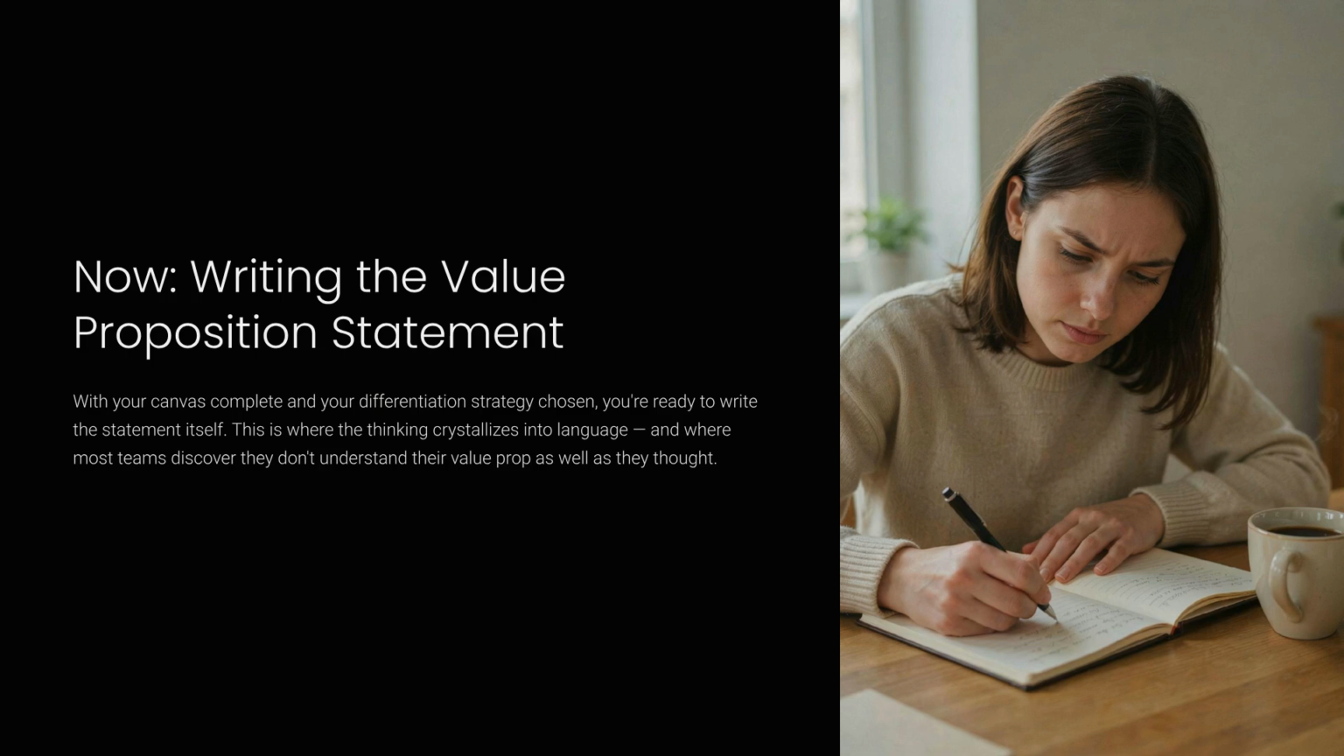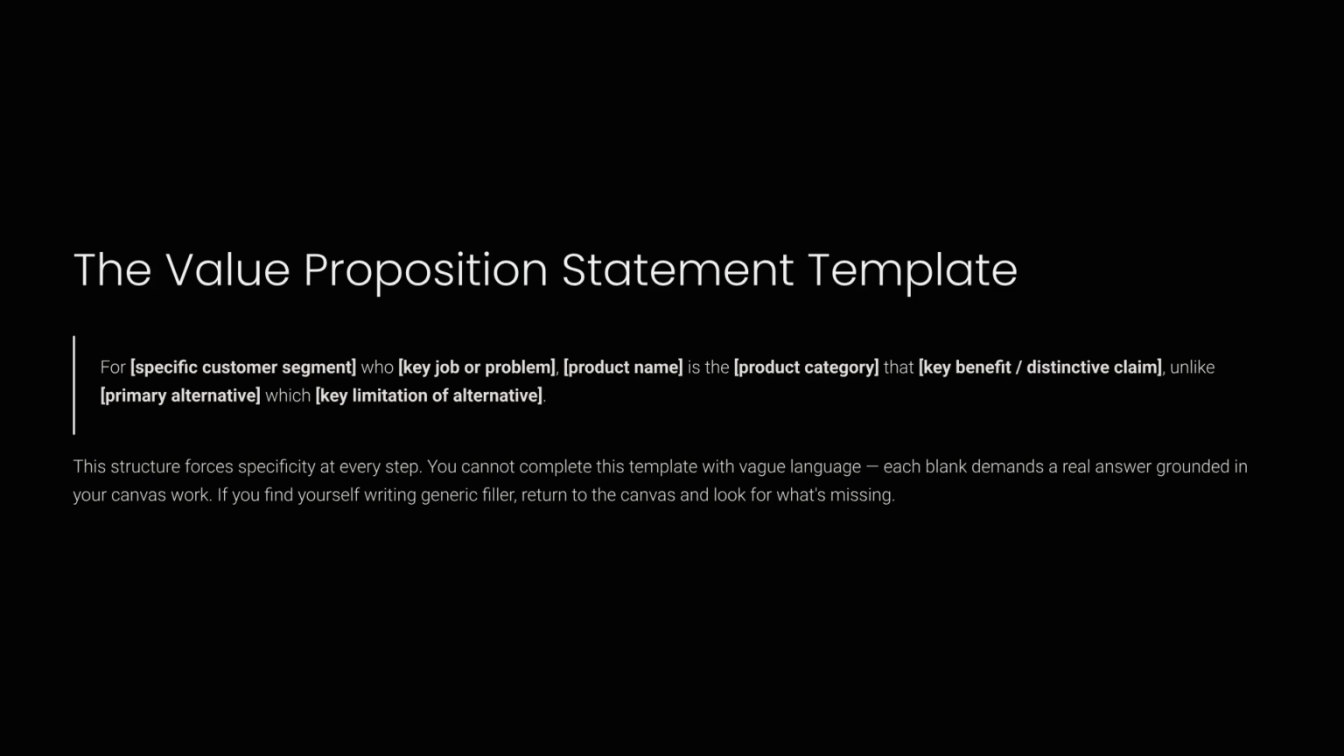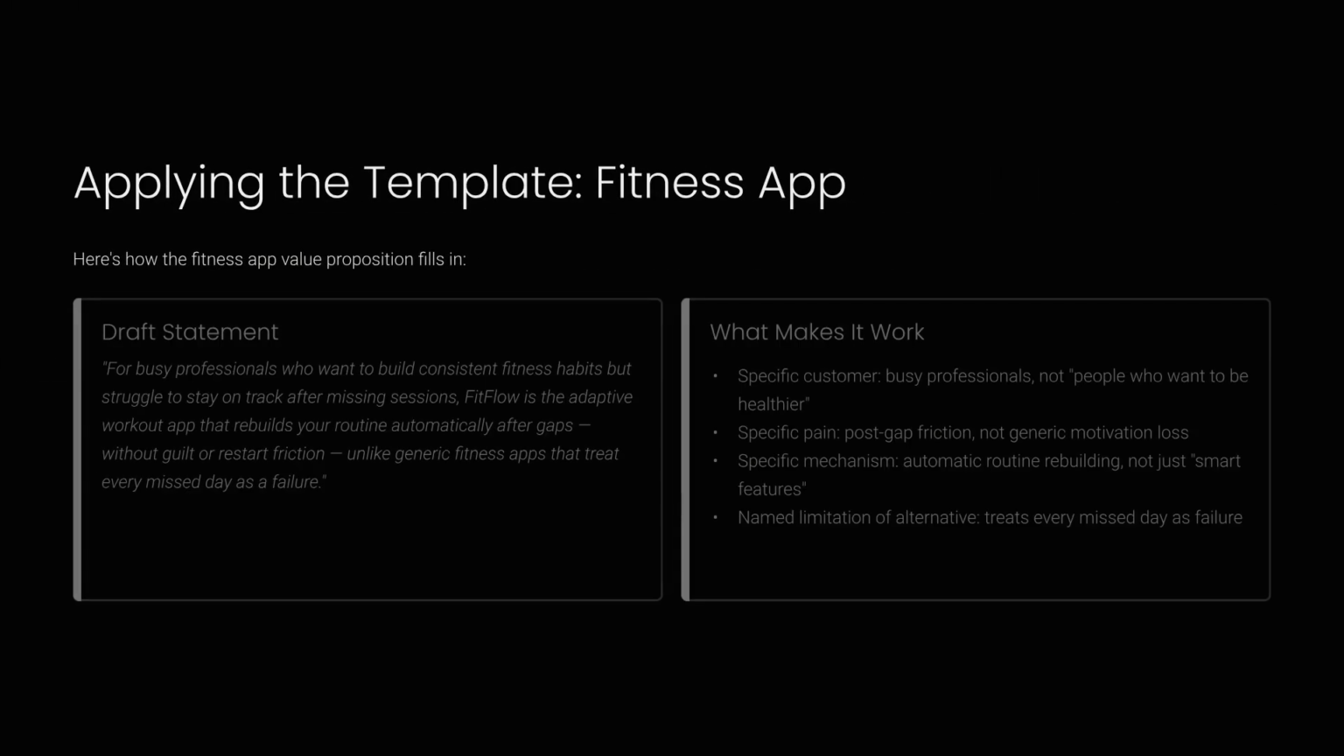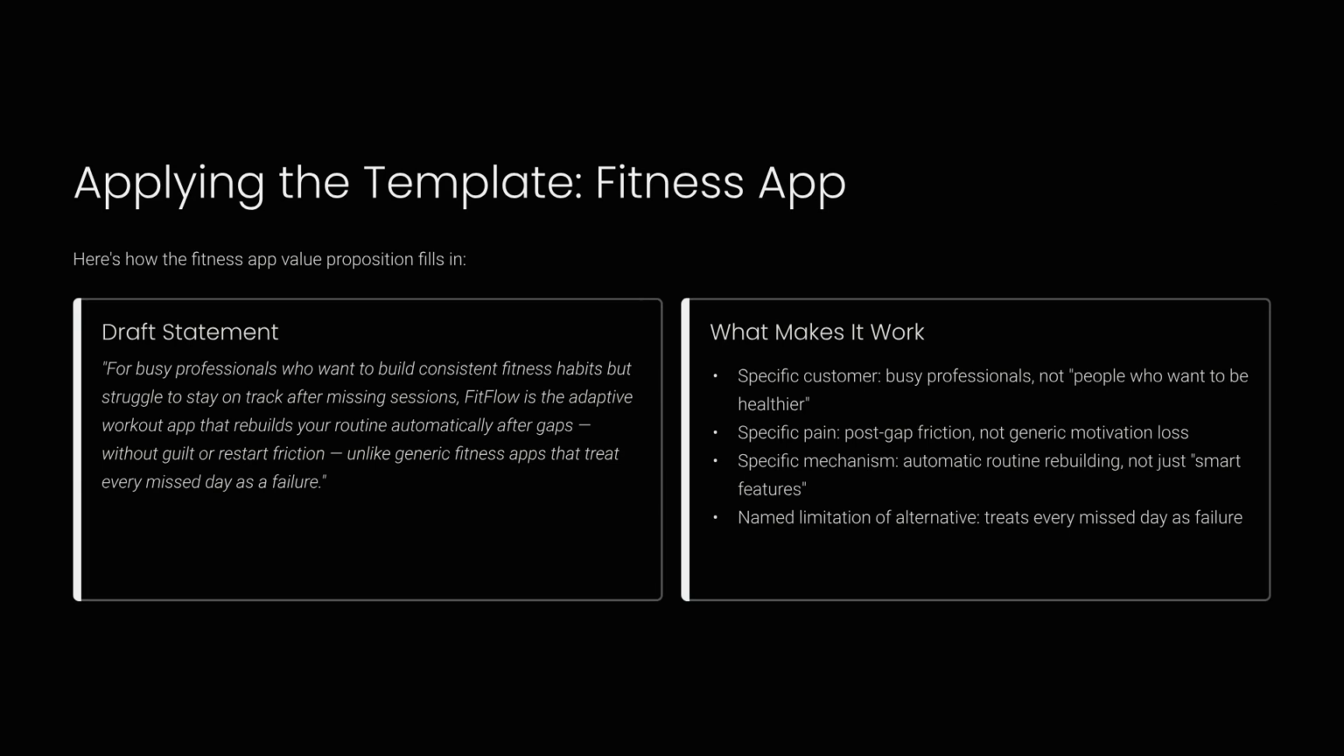This process forces you to turn your strategic thinking into clear, concise language. Use this template. For customer segment who problem, product name is the category that benefit, unlike alternative, which limitation. This structure demands specific, high-quality information rather than vague filler. Applying this to our fitness app, we get a clear statement. For busy professionals who struggle to maintain routines, FitFlow is the app that automatically rebuilds workouts after gaps, unlike generic apps that treat every missed day as a failure.